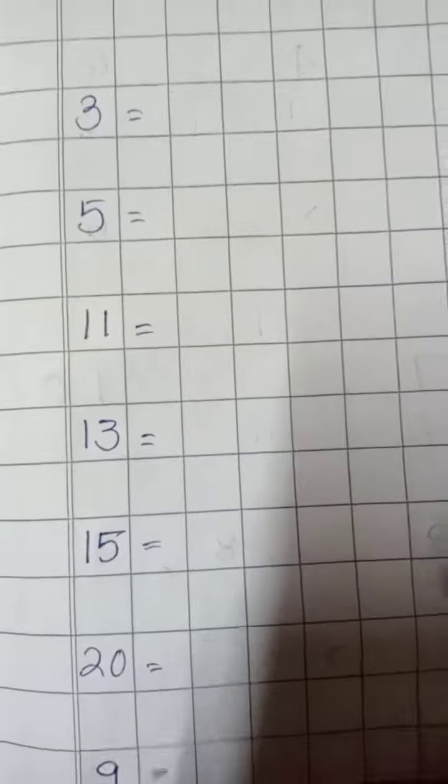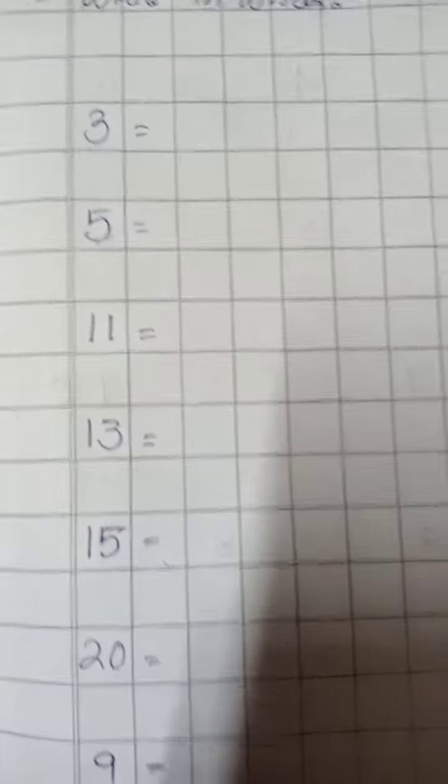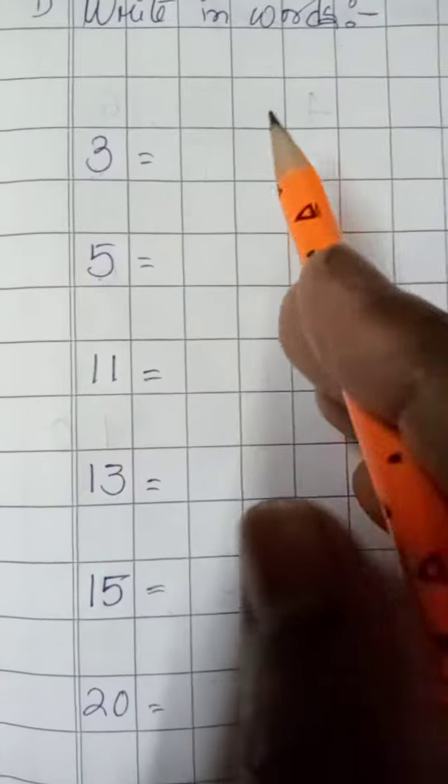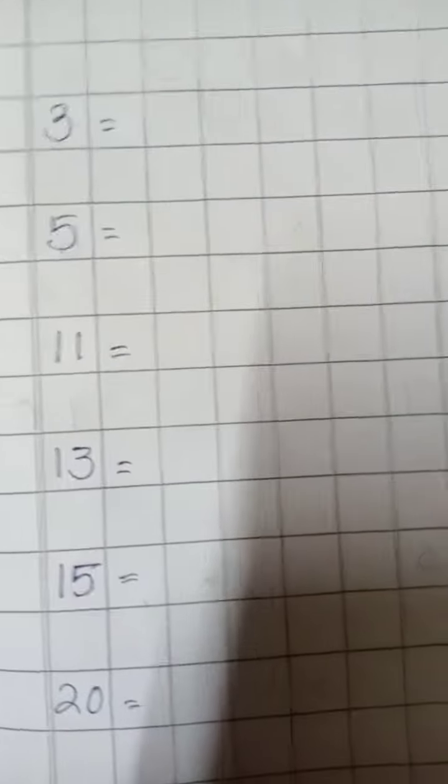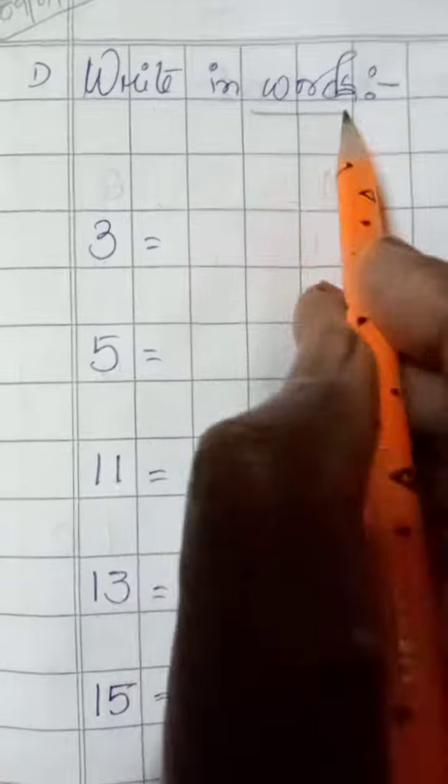So এখানে দেখো কিছু সংখ্যা দেওয়া আছে, figures দেওয়া আছে, এগুলোকে আমরা write in words, মানে এদের number, এই নাম্বারগুলোর name লিখবো. Okay, you have to write in words here. Write in words মানে বানান লিখতে হবে.